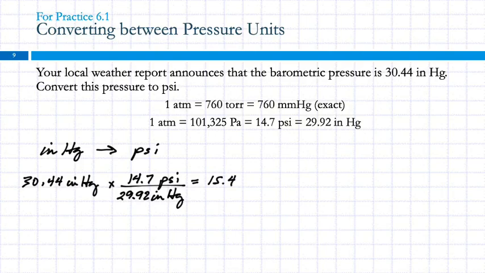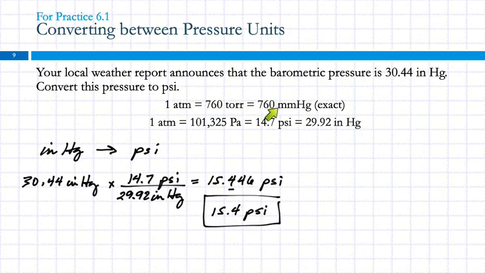So this is 15.446 psi, which would round to 15.4 psi. The 760 is exact. The other numbers are not exact. So 14.7 is 3 significant figures, and that's why my answer has 3 sig figs.